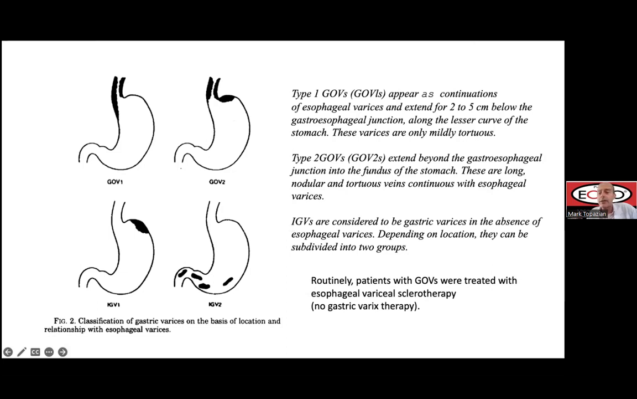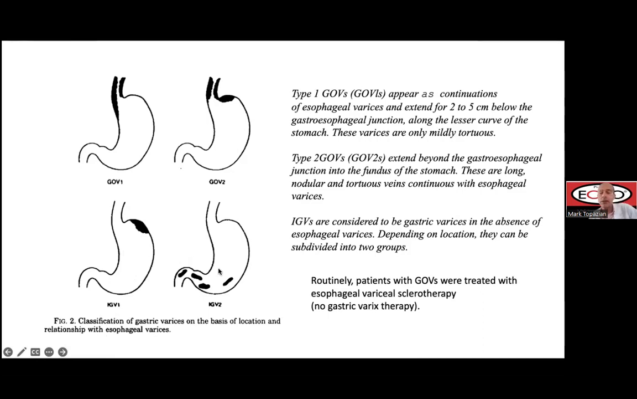Isolated gastric varices are considered to be gastric varices in the absence of esophageal varices. And depending on location, they can be subdivided into 2 groups. IGV1 is fundal varices, just like up here in GOV2, but there are no esophageal varices. Classically, we said that this often would suggest the presence of regional portal hypertension, of a splenic vein thrombosis, with drainage of the spleen through the short gastric veins and through these collaterals. Certainly, when you see IGV1, you have to consider whether there's a splenic vein thrombosis, but many of these patients also have a generalized portal hypertension.